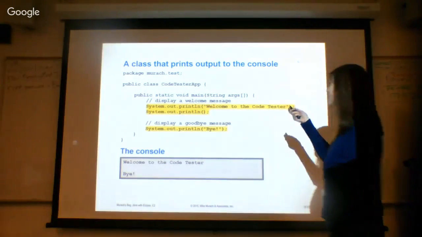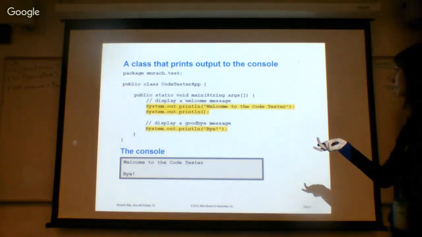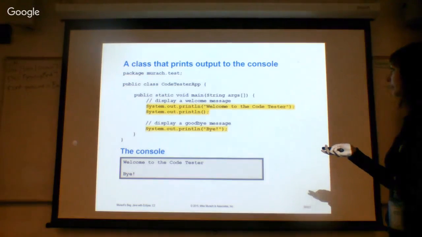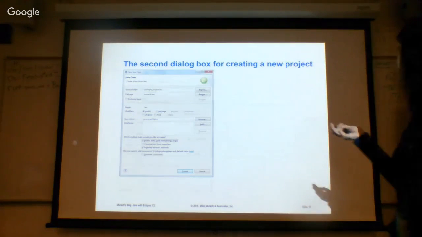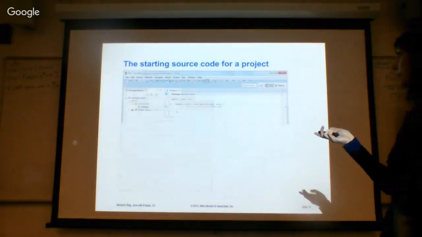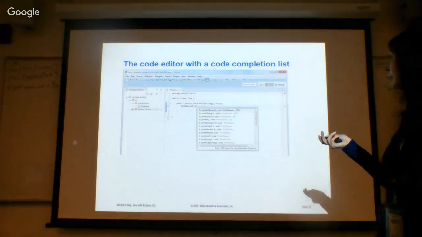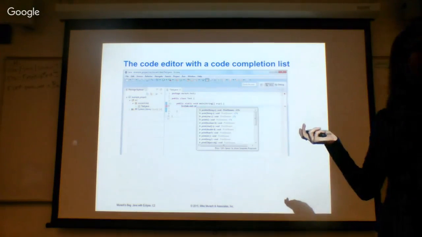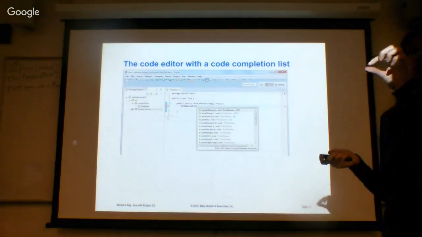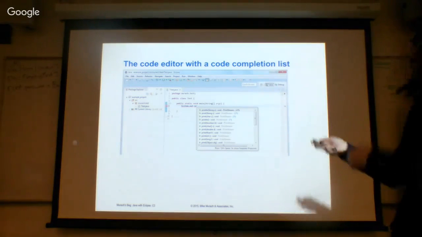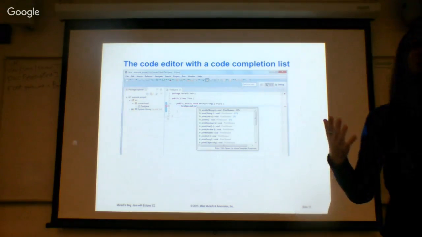Okay, so here is a class that prints output to the console. A little review of the creation of a project with Eclipse. Now Eclipse, as we might have discovered last time, if you give it the name of an object and then use what we call the dot operator, it's going to give you a drop down of the available methods that belong to this class. Right?